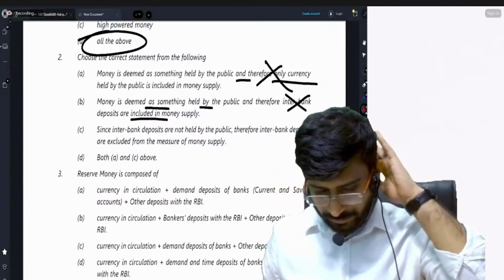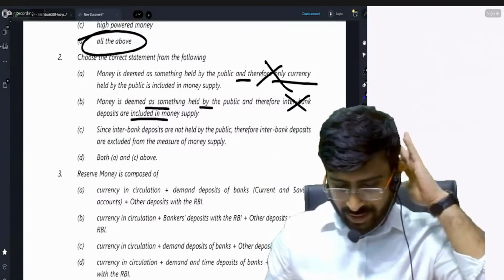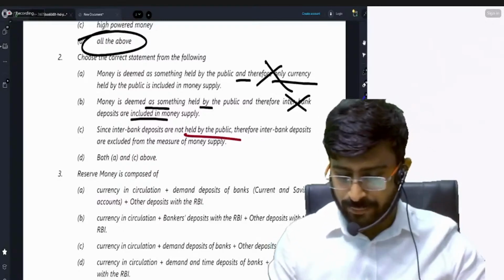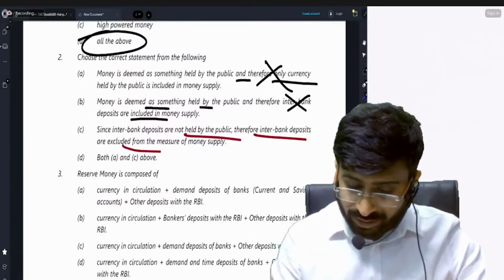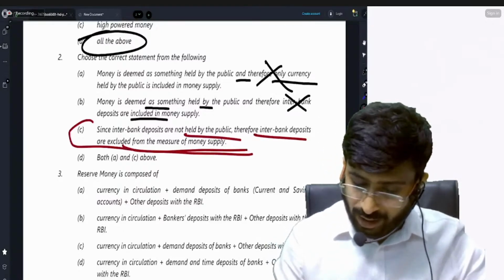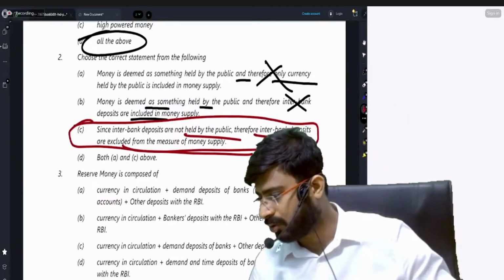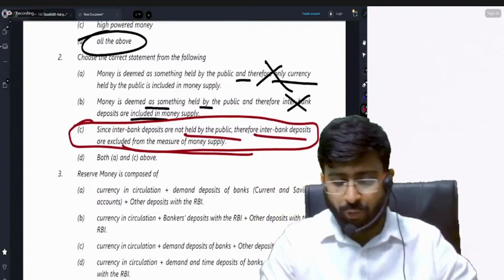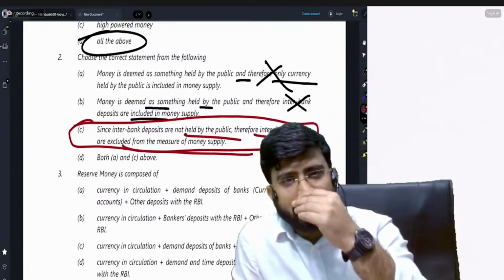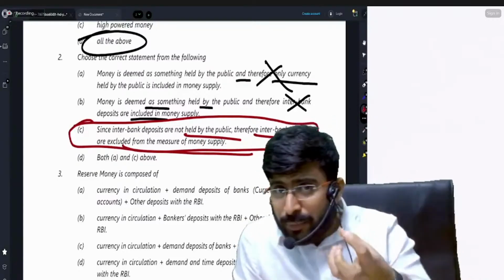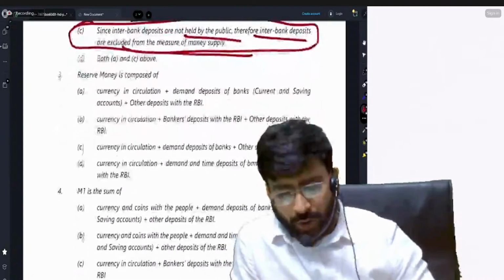Very good. Since interbank deposits are not held by the public, therefore interbank deposits are excluded from the measure of money supply. 100% correct. So 2 will be C. What we are doing is basically trying to understand whether whatever knowledge we have gathered so far, we are able to do questions from it.